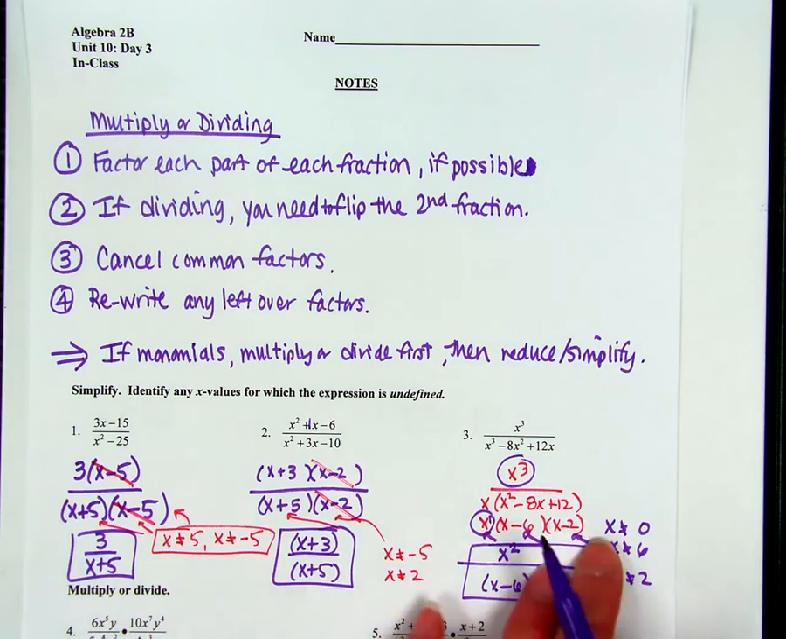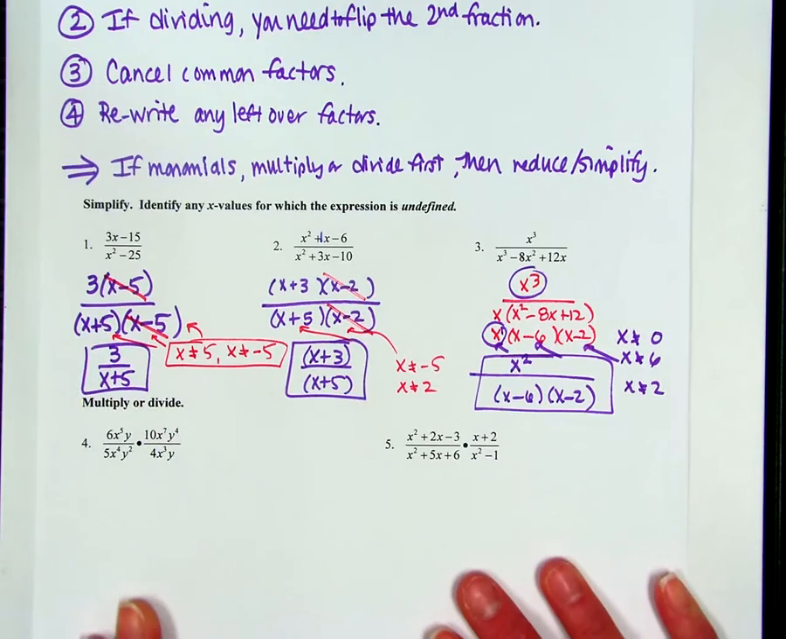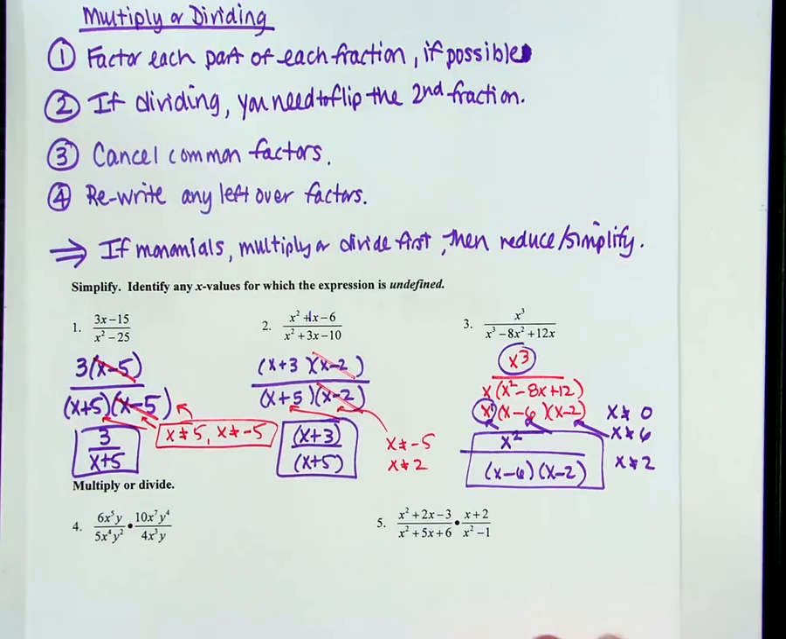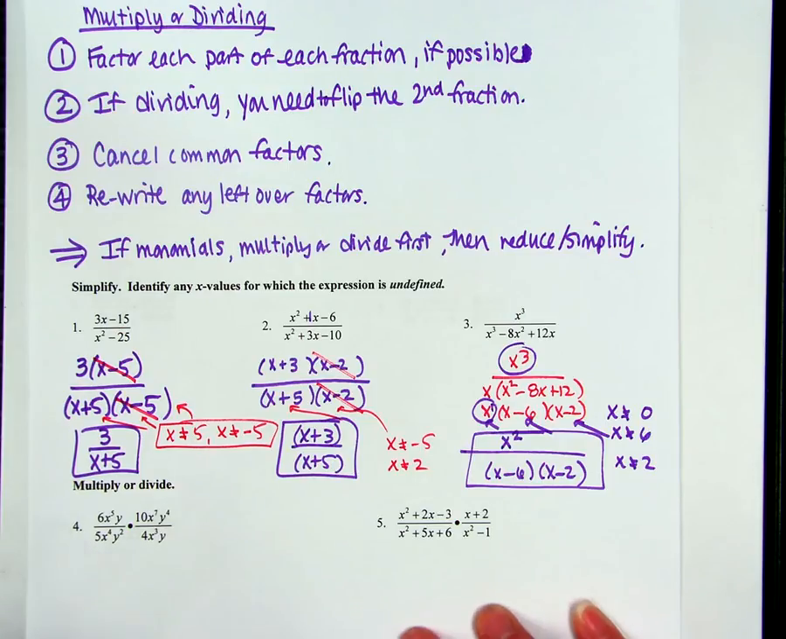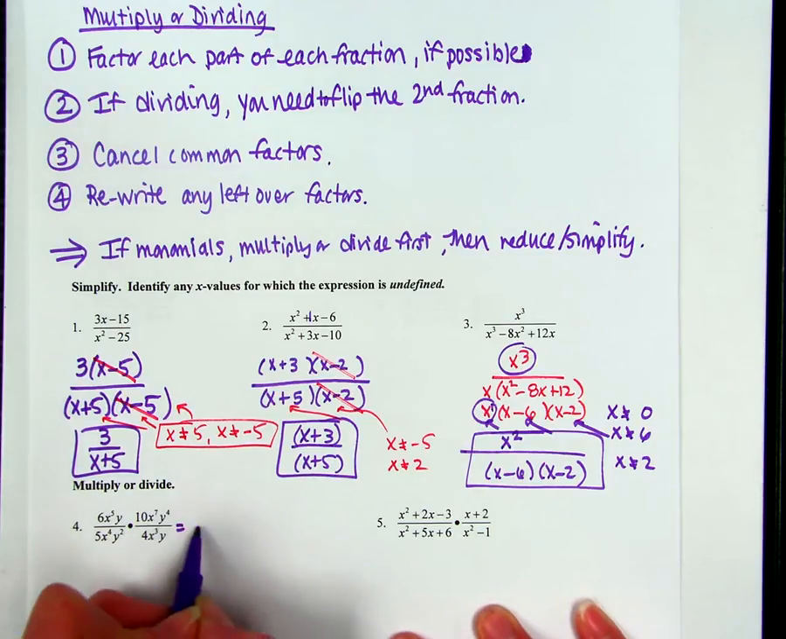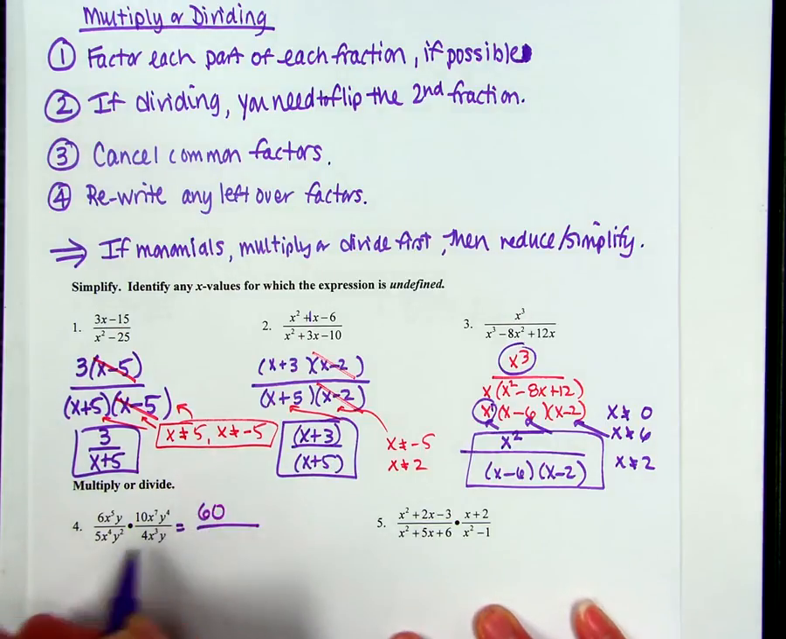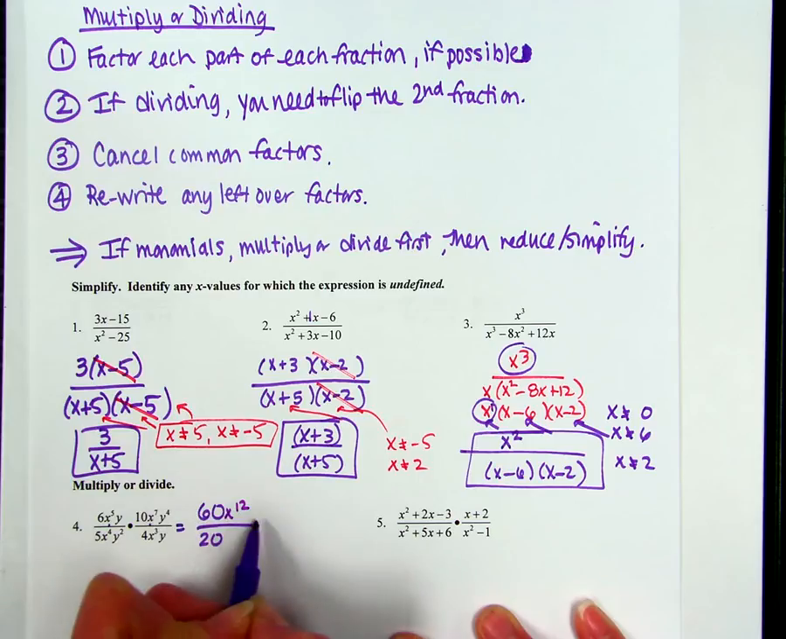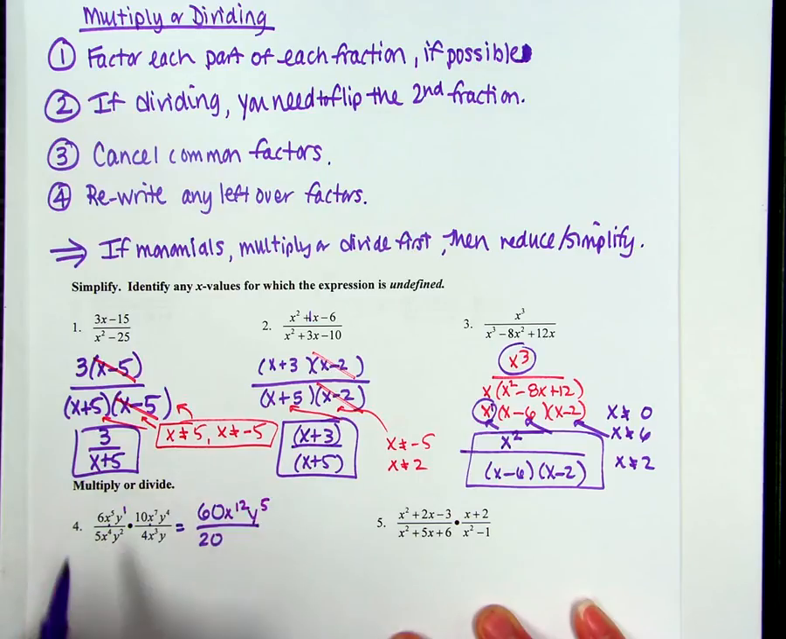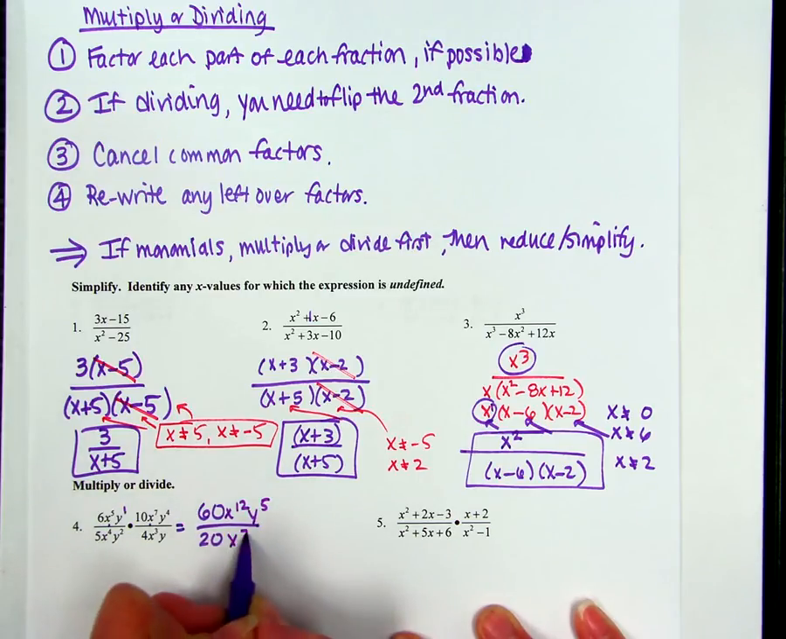All right, so these are the 3 review problems. Now we're going to get into multiplying or dividing. All right, so notice that we can't factor anything in this problem because these are all monomials. So if they're monomials, we're going to do our multiplying first. So 6 times 10 is 60, 5 times 4 is 20. Add my x's, I've got x to the 12th, y to the 5th. Add my x's, I've got x to the 7th, y to the 3rd.